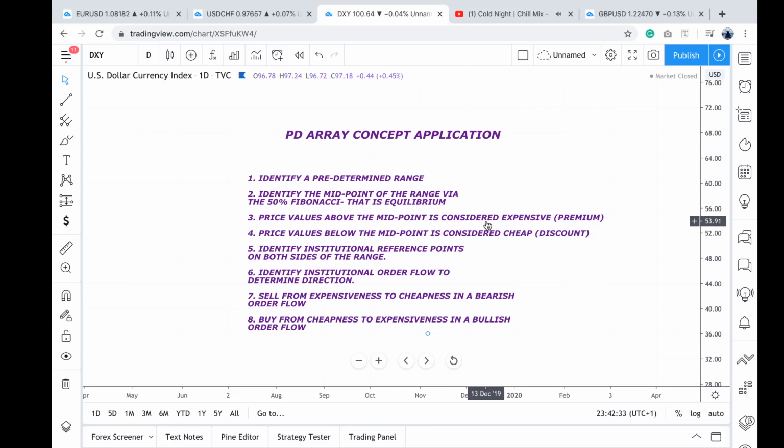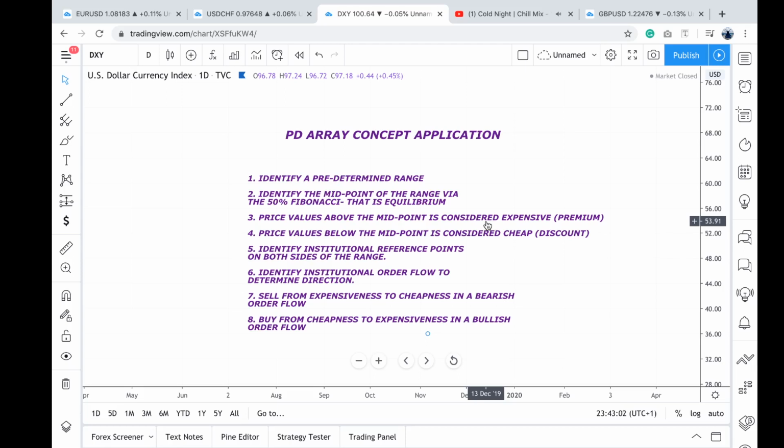Number 4, price values below the midpoint are considered cheap. That is where you're going to want to buy the market in line with what you expect the central bank to do. Or should you already be in sales from a higher point on your range, you're going to look at a discount level, any price value below the midpoint, as a level to sell into as target projection. And number 5, you identify institutional reference points on both sides of the range.